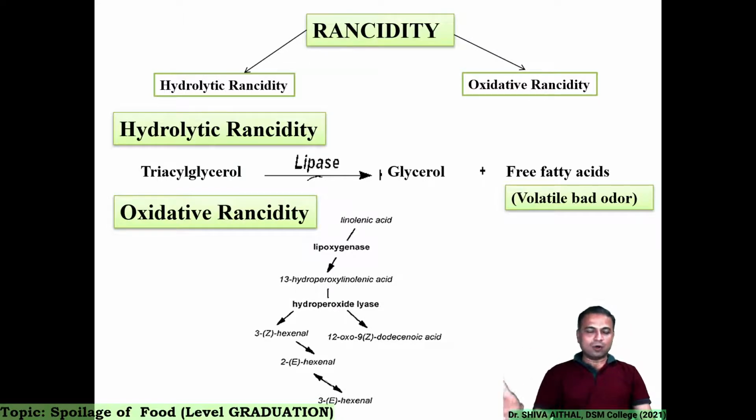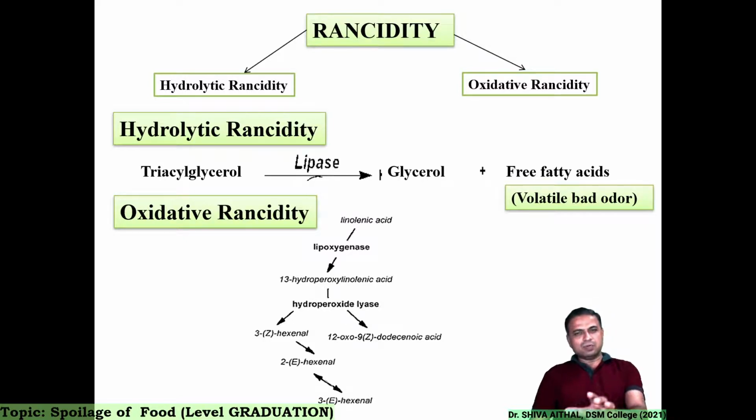A volatile bad odor is always there, but apart from that, acids are formed and therefore it is called rancidity. In oxidative rancidity, the example is linoleic acid. This is present in nuts, groundnut, etc. That is acted upon by the enzyme lipoxygenase and converted into hydroperoxide, and with the help of the enzyme hydroperoxide lyase into hexanol, 2-hexanol, 3-hexanol, etc. And this is again responsible for acid production in the foods.